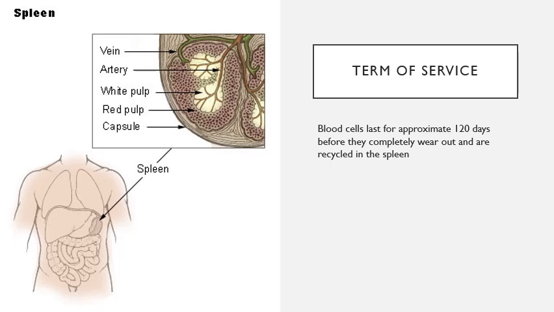So these red blood cells that are produced at 2 million per second will live about 120 days. That's really good for an unnucleated cell that doesn't have instructions for how to build more stuff. But then they completely wear out and they're recycled within the spleen.